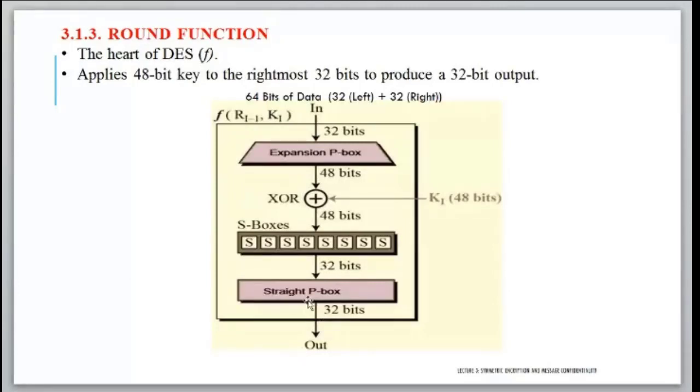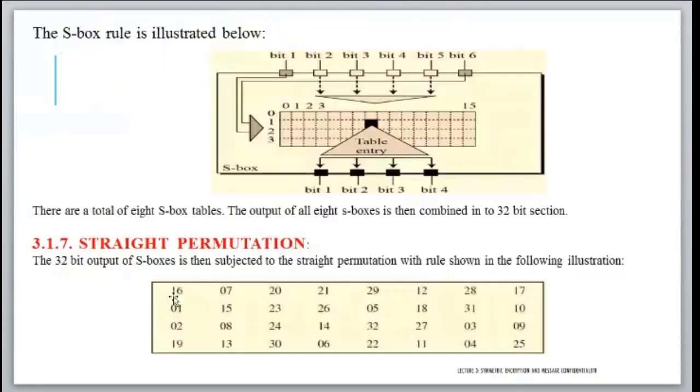In the state permutation box, what it is going to do is change the place of the bits. The 16th bit will be placed as the first bit. The 7th bit is going to be placed as the second bit. The 20th bit will be placed as the third bit. It is going on like that. So this is going to be the state permutation.